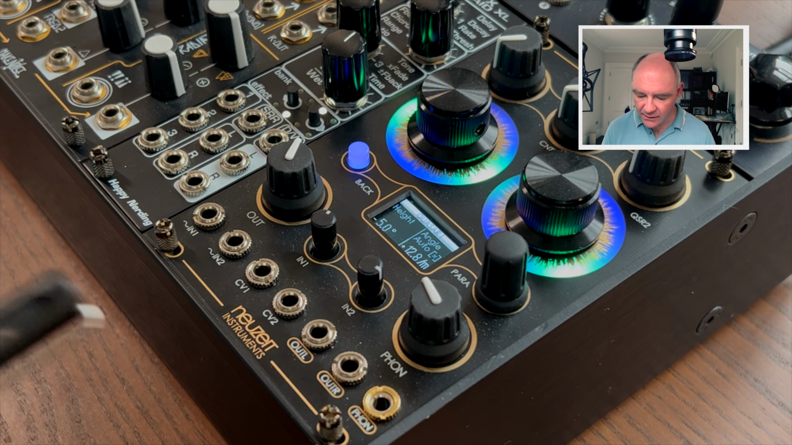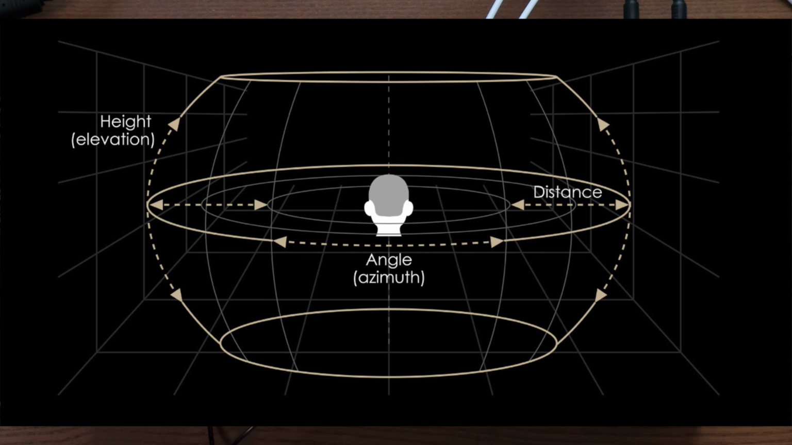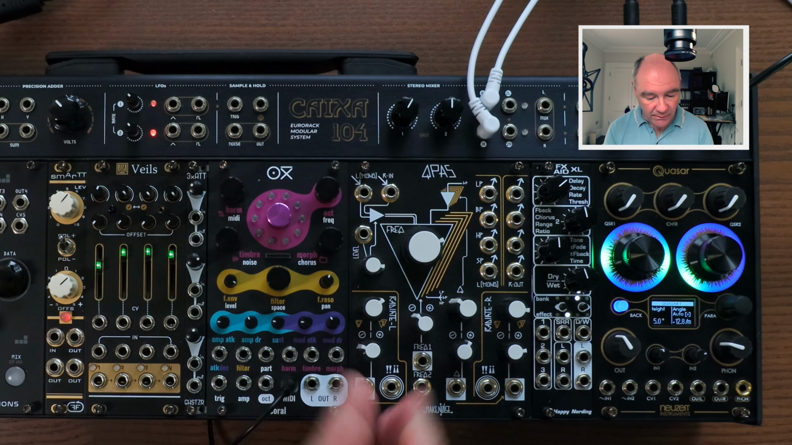But the Neuzeit Quasar is different because it allows you to move sounds in 3 dimensions and animate them in 3 dimensions. So sounds can be behind you, in front of you, above you, or below you. And they can move slowly or quickly, and they can move in sync to external events.